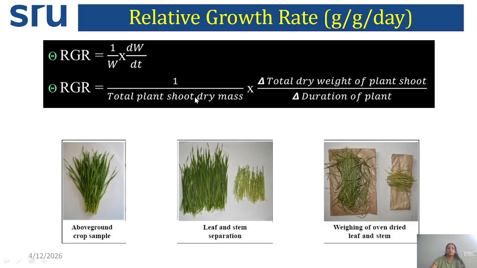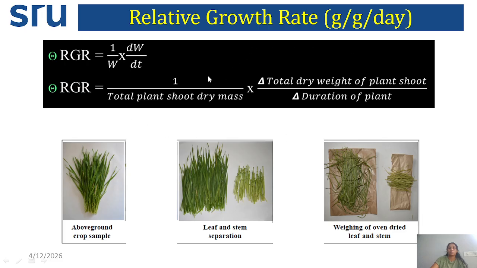Same as before, but instead of leaf area or ground area, here the dry matter of existing biomass is used. It's just a theoretical value. If you are measuring the relative growth rate over a short period of time, like 4 or 5 days, there are not many changes in the leaf area or plant biomass. At that time you can go for this formula, because growth does not take place linearly. That's why there is an exponential growth curve.